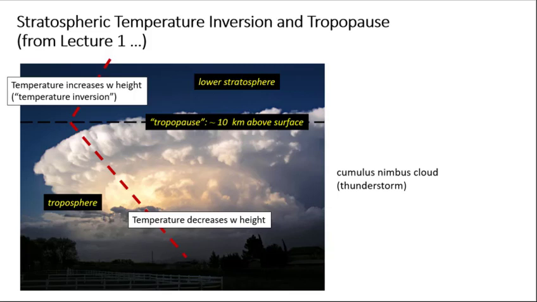A characteristic of temperature inversions is that vertical motion is strongly inhibited. Hence, the thunderstorm cloud in this image, and weather systems in general, do not grow further once it reaches the tropopause and encounters the stratospheric inversion. Weather systems therefore stay confined to the troposphere.